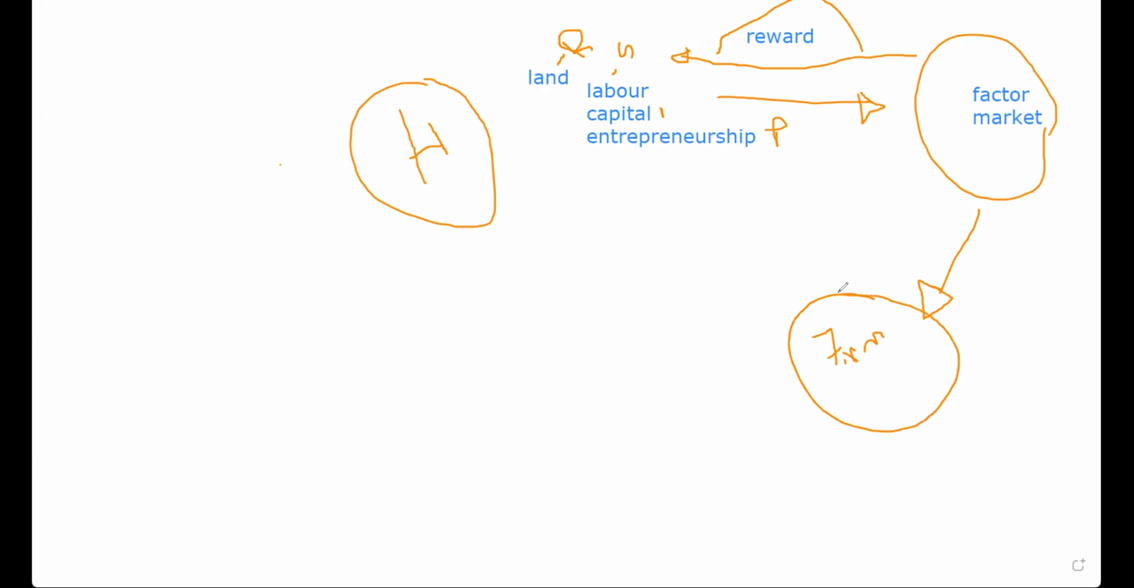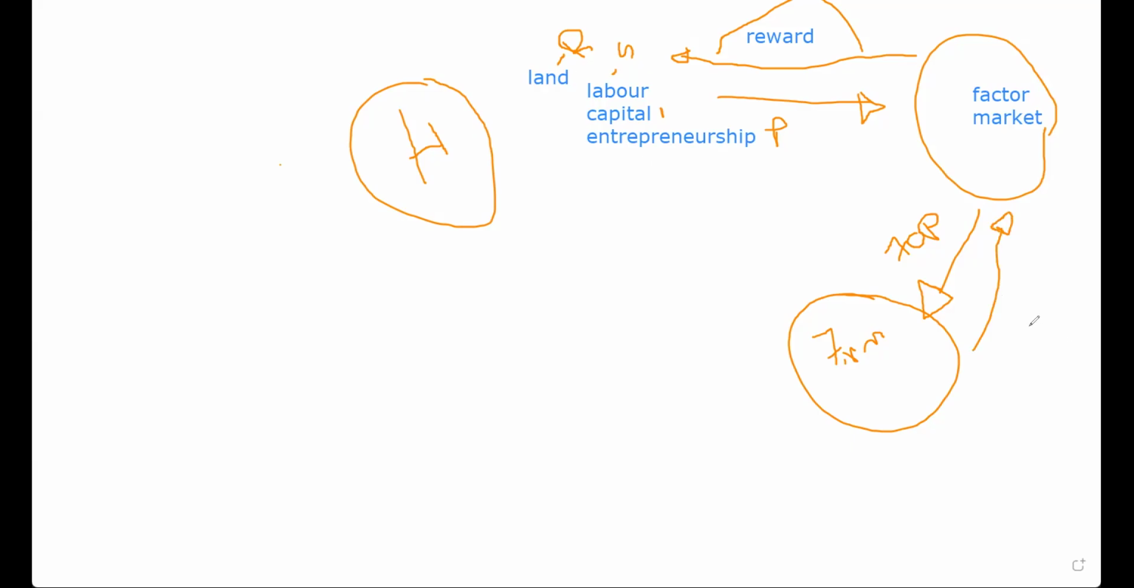To the firm. So the factor market takes the factors of production. These are what? These are the factors of production, which are land, labor, capital, and entrepreneurship. The factor market takes the factors of production to the firm. The firm does what with the factors of production? Oh no, the firm also pays the factor market for these factors of production. In which form? In the same form.